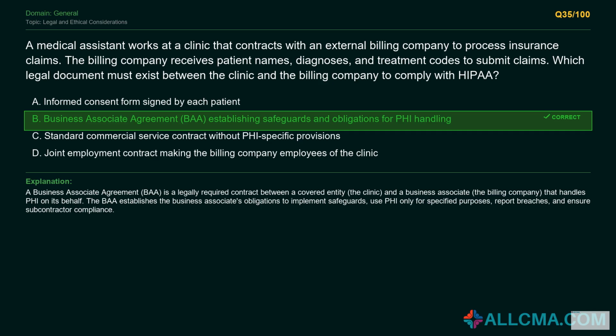A Business Associate Agreement, BAA, is a legally required contract between a covered entity, the clinic, and a business associate, the billing company, that handles PHI on its behalf. The BAA establishes the business associate's obligations to implement safeguards, use PHI only for specified purposes, report breaches, and ensure subcontractor compliance.